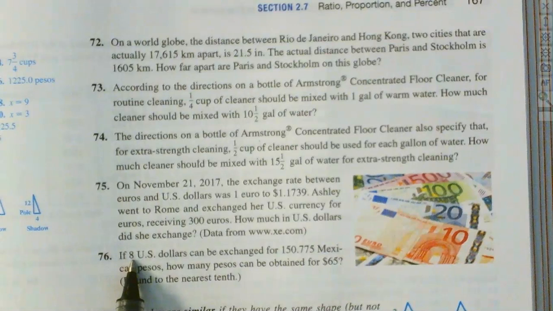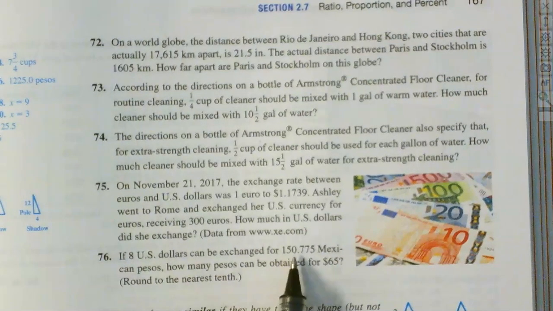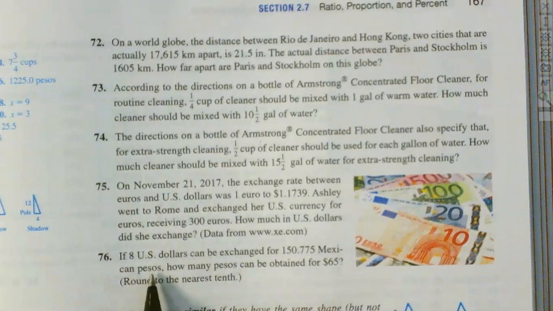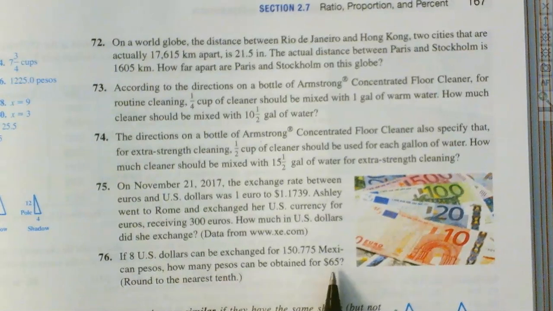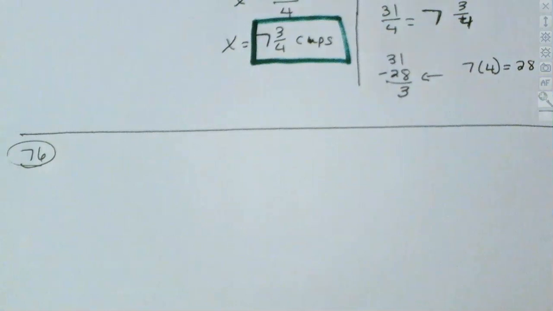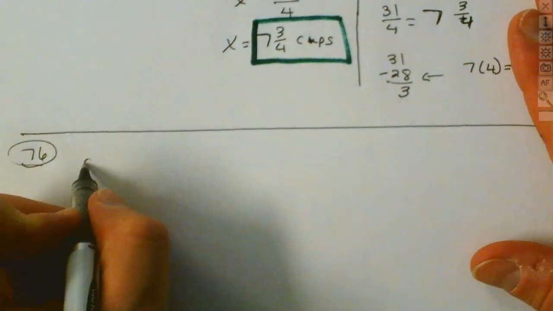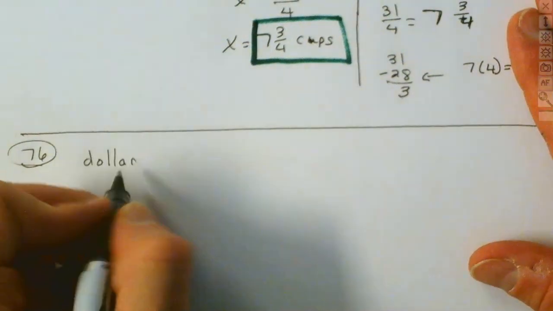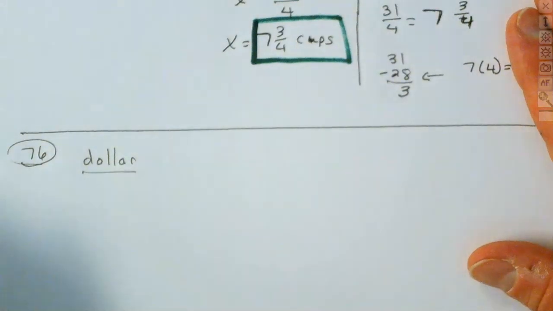If $8 can be exchanged for 150.775 pesos, how many pesos can I get for $65? So I want to do a conversion here. And we want to round to the nearest tenth. Doesn't matter which one goes on top and which one goes on the bottom. We just have to make sure that we are consistent. So how about we use dollars on top and pesos on the bottom.